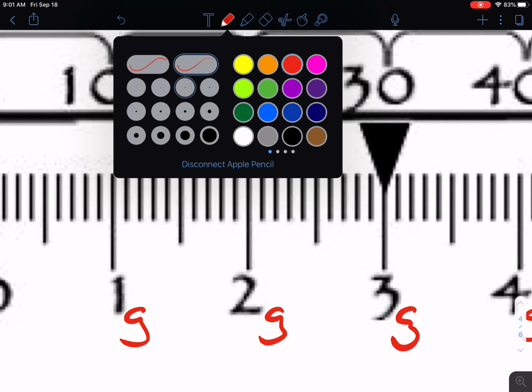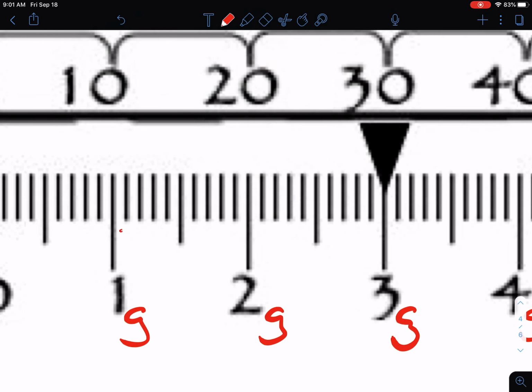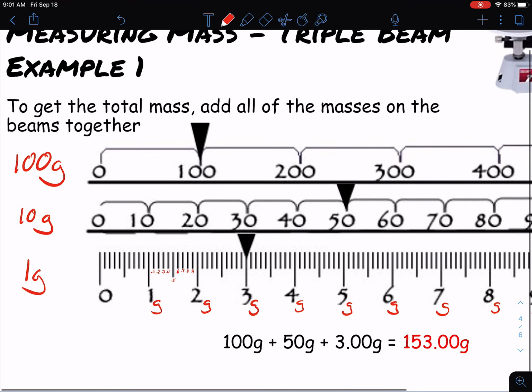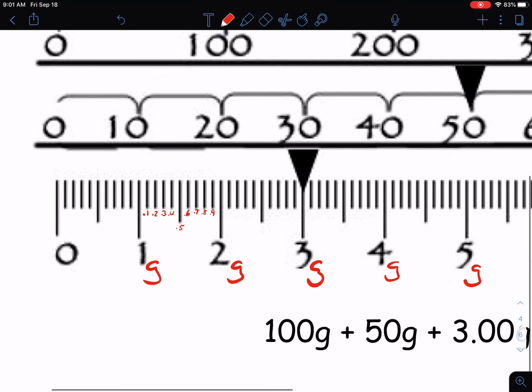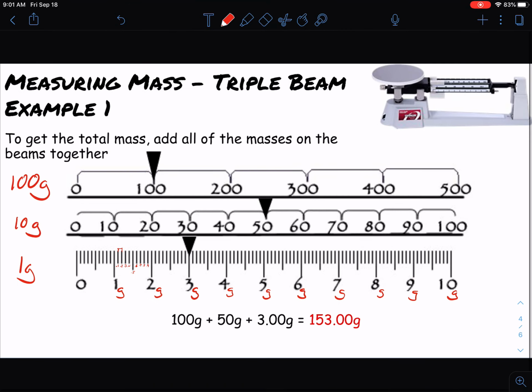Even if we zoom in, this is 0.1 gram, 0.2 gram, 0.3 gram, 0.4 gram, 0.5 gram, 0.6 gram, 0.7 gram, 0.8 gram, 0.9 gram, and then it repeats, just like on a meter stick. And then in between here is your guesstimation. That's your guesstimation there. So it's going to be read the same exact way as a meter stick, so you don't have to learn anything new. And in this example, what we're going to do to get it all together is add them up.